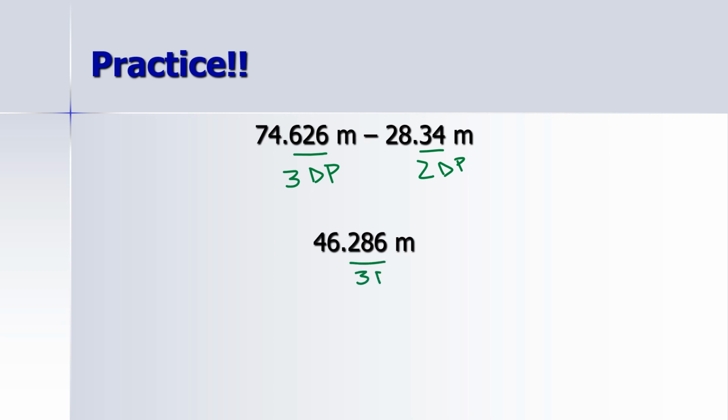How many do we have right now? Well, we have 3 right now. So that means we would want to keep the 2 and we would want to keep the 8, and then we'll get rid of the 6. Now the 6 is greater than 5, so that means we can go ahead and add 1 to the 8. So the final answer becomes 46.29 meters.